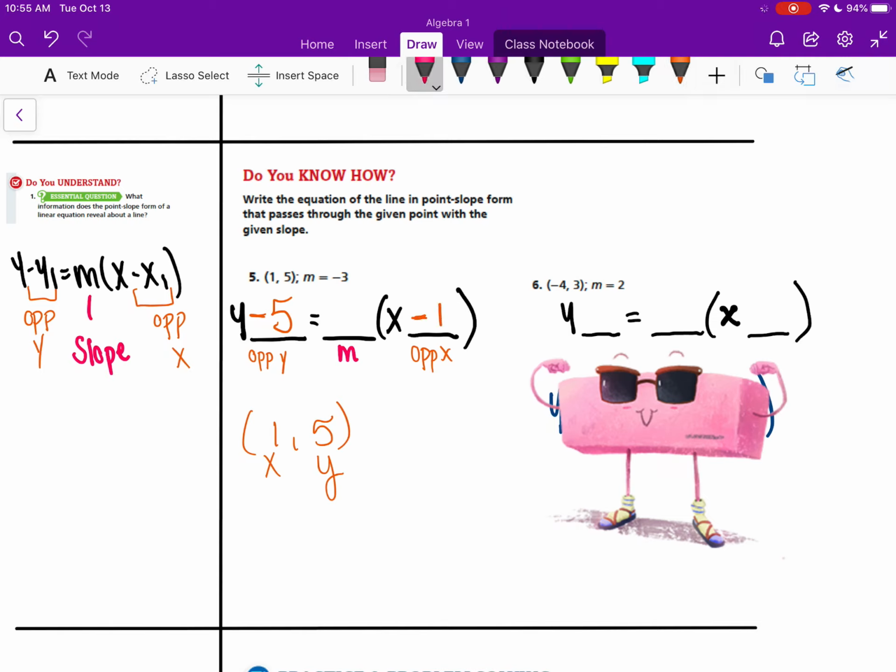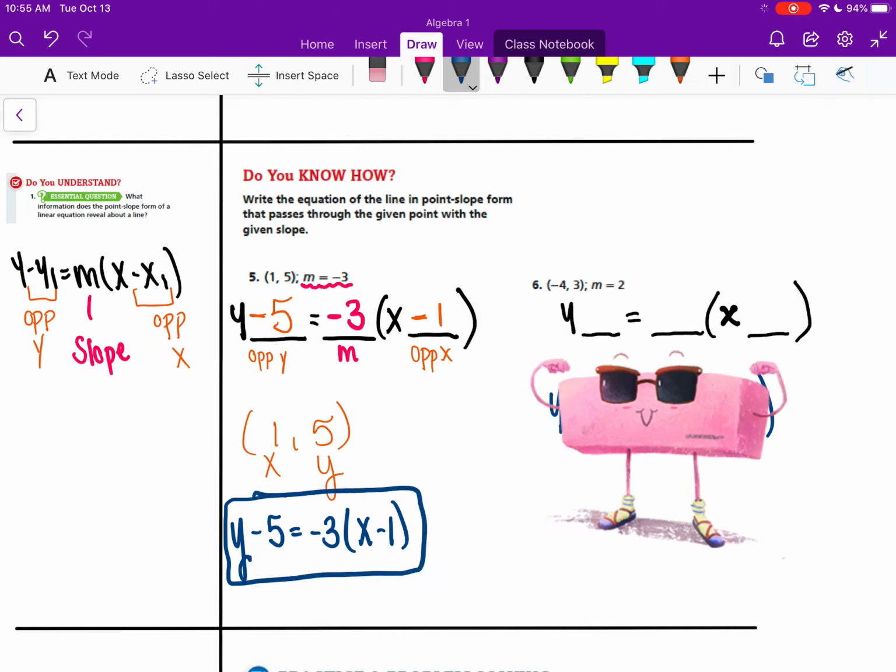And now the problem gave us our slope. Do you see where it says m equals negative 3? So that's what we put right there in that blank. So if I were to write this equation, knowing all the things that I know, filling in those blanks, I would write y minus 5 equals negative 3 times x minus 1. And that would be my answer. I just filled in the blanks.